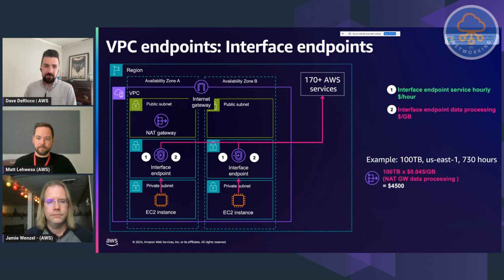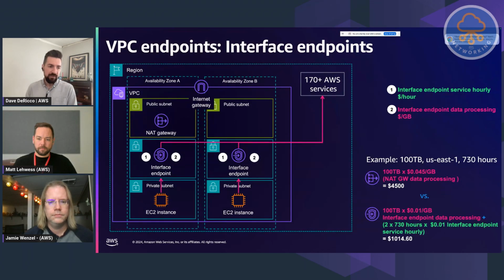If you took 100 terabytes of data and threw that through a NAT gateway, it's going to come out to around $4,500. You do that with the interface endpoints, even once you factor in, in this example, I've got 2 AZs here, you could scale this up to add additional AZs, do the math on that. But when you take that same amount of data and pass it through the interface endpoints, even once you factor in the hourly cost, it's still way cheaper to do this. It saves you so much more versus sending it through a NAT gateway.